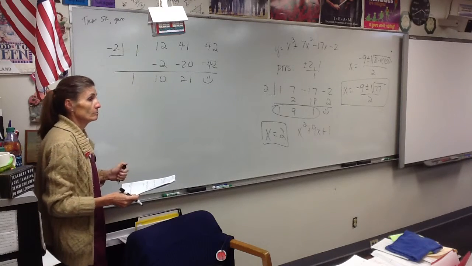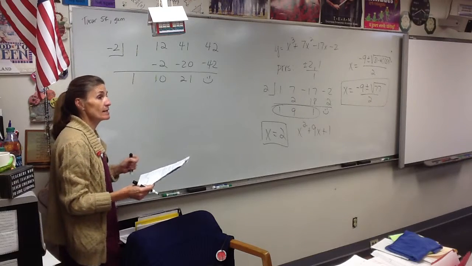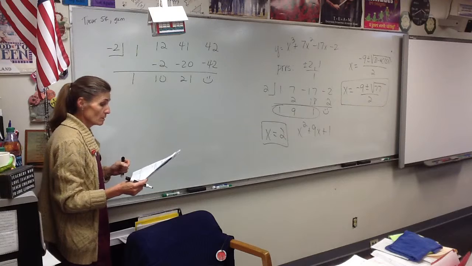Wait, I'm so confused why you put negative 2? Because the factor is x plus 2. But on number 8, you put... Oh, because it's negative. Got it.